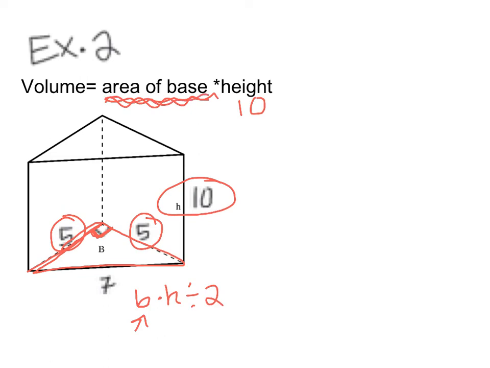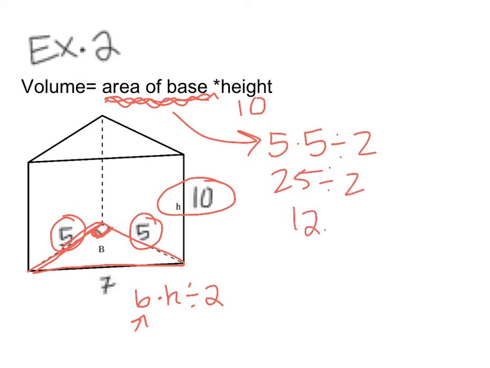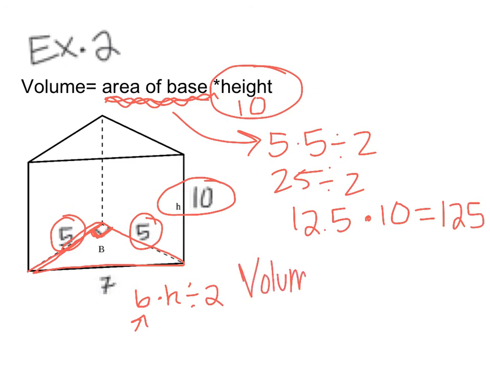So I'm going to have 5 times 5 divided by 2 for my area of the base. So that gives me 12.5, and then I need to multiply that by the height. So 12.5 times 10 gives me 125. So the volume is 125 units cubed.